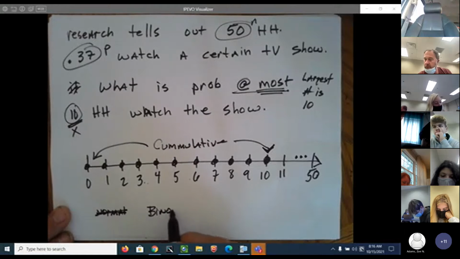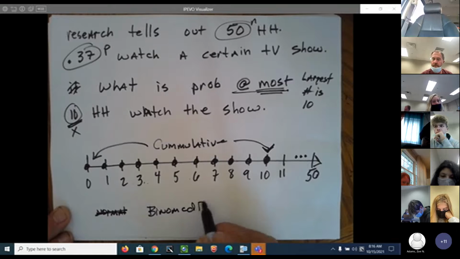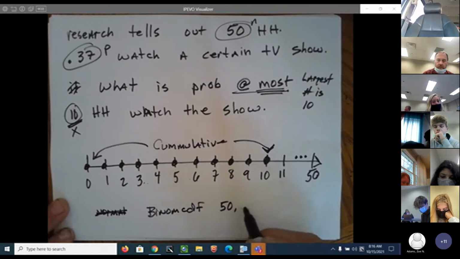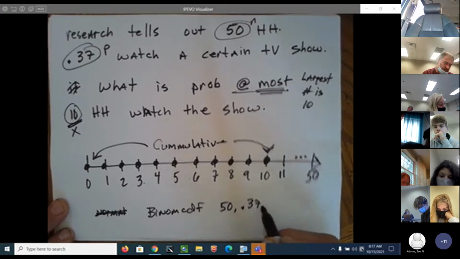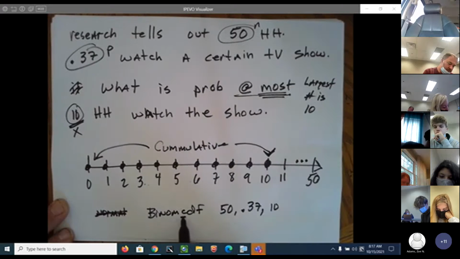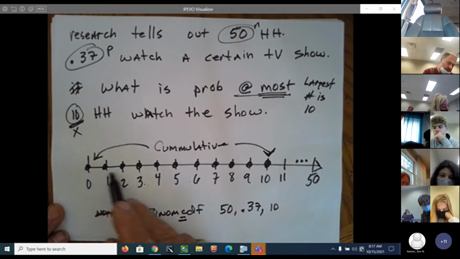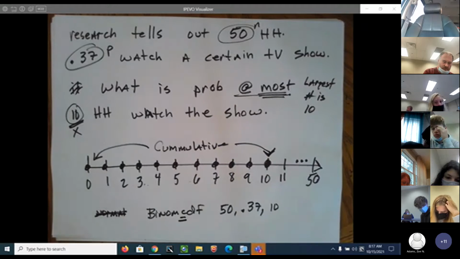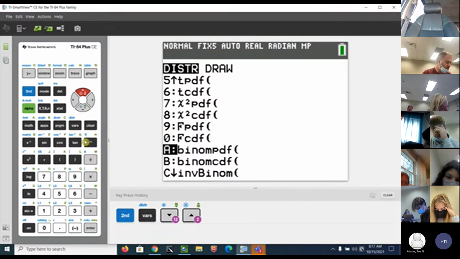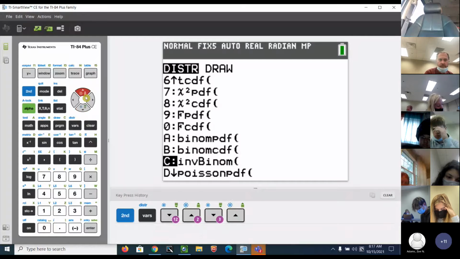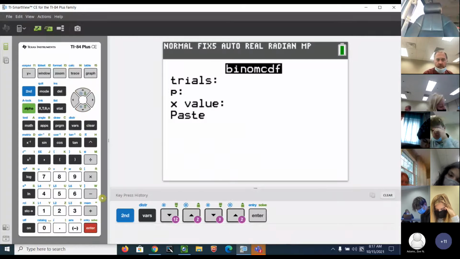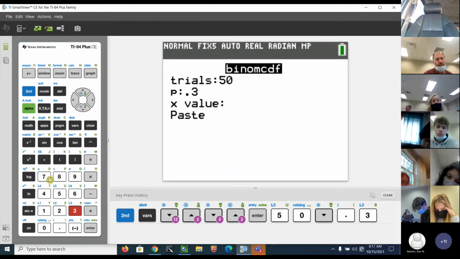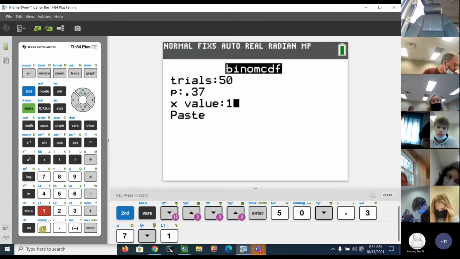Binomial CDF, 50, 0.37, and 10. The CDF will tell the calculator to add all these probabilities up to 10. So we take our handy-dandy calculator and do binomial CDF: 50, 0.37, and 10.